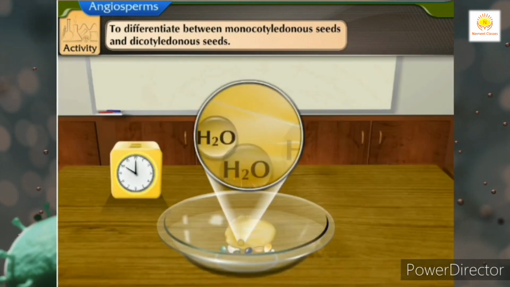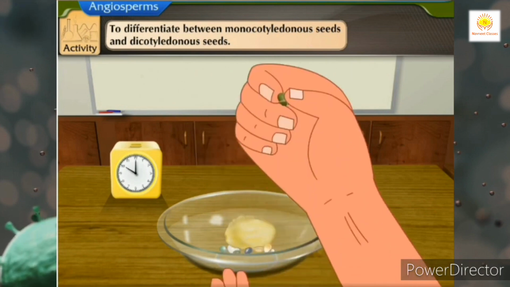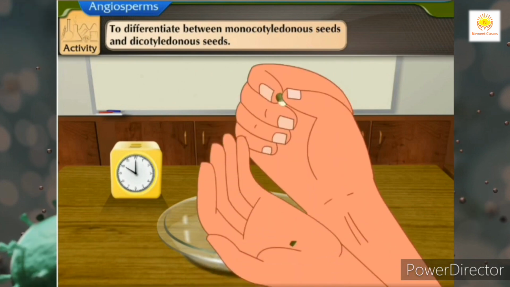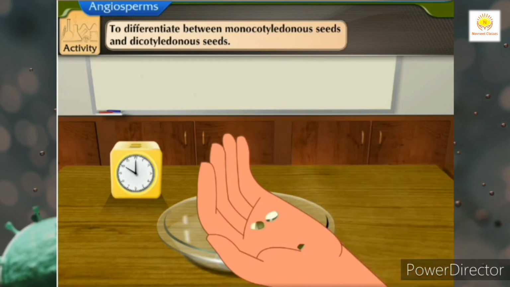The seeds absorb water when they are soaked in it. The outer covering of the seed is thus easily separated. After removing the seed coat, we can break the seed into two equal halves.